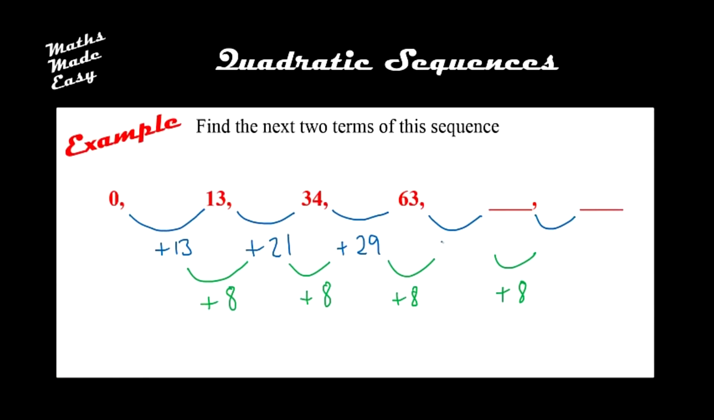29 add 8, that's 37, and 37 add 8, that's 45. So I can now go 63, add the 37, and that gives me a nice round 100, and then 100 add 45 is 145.